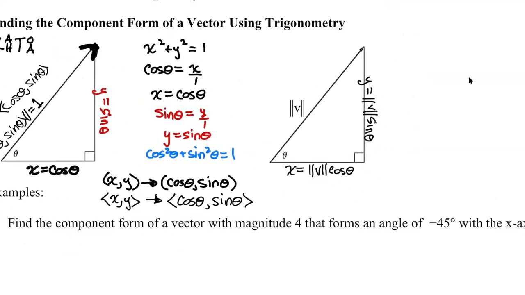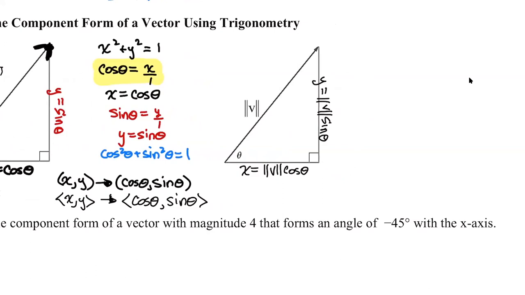All right? And we get that through the same operation. So we found cosine of theta is equal to x over 1. Instead of that, we would say cosine of theta equals x over magnitude of v, and then solve for x, and you get magnitude of v cosine theta. Same idea for the sine. But really, from this, we get across the idea that any vector in space can be represented by this expression.